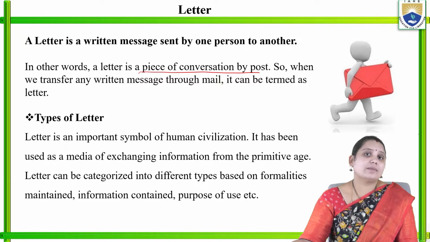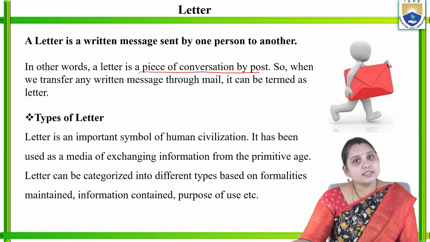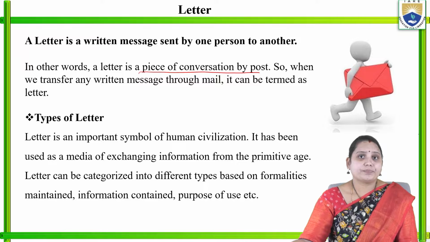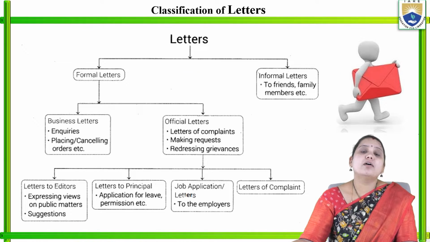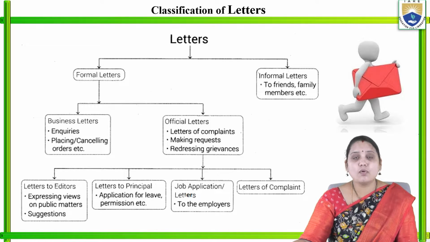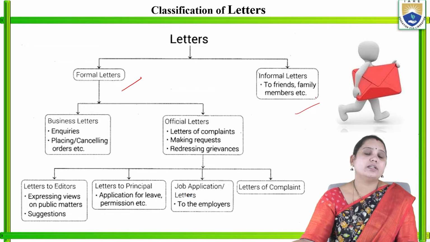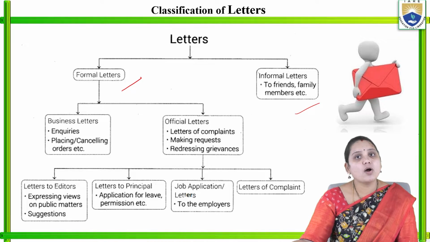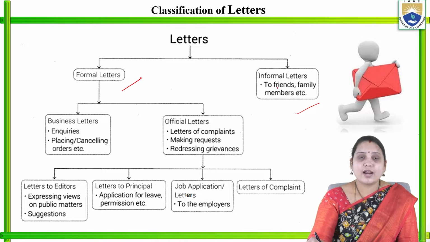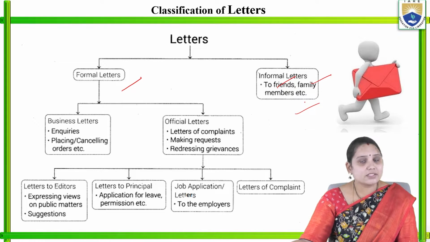Now, how many types of letters do we generally have? We generally have formal letters and informal letters. Again, in formal letters, we have business letters, complaint letters, and all those. Before we start to know about formal letters, let us have an overlook over the types of letters. What are the types of letters? Formal letters and informal letters. Formal letters are written to the authorities, to the people who are our officials, whom we address formally. Informal letters we write to our friends, our family members, our relatives, etc.